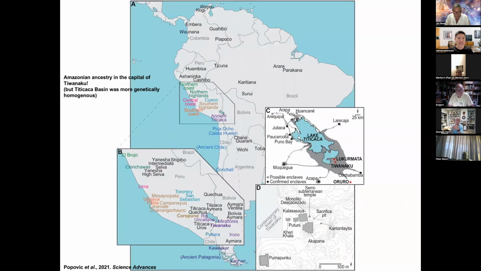And we even see Amazonian ancestry in the capital, even though the Titicaca Basin was more genetically homogeneous. So around the lake, it is more homogeneous, but at the capital, where they're doing human sacrifices and other rituals, there's a lot more genetic diversity. So this could be due to a lot of different reasons. It could be due to their taking in people who might be coming in for work or other reasons. And I'll show you also that the same thing happens with the Inca Empire.